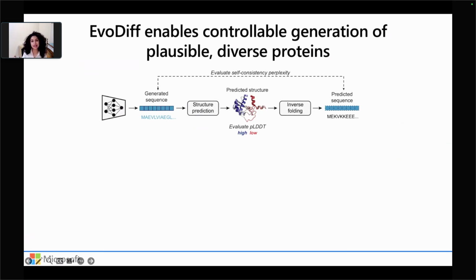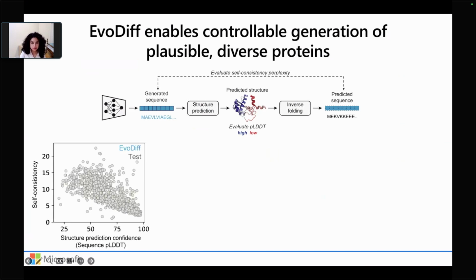We predicted the likely structure corresponding to that sequence using a structure prediction tool like AlphaFold, evaluated the confidence of that structural prediction, and then also performed a step of, if we now inferred an amino acid sequence likely to fold into that structure, how closely does that prediction match our original generation? And so here, what we're visualizing is that relationship between that structure prediction confidence and that consistency of self-folding for first natural proteins from the test set.